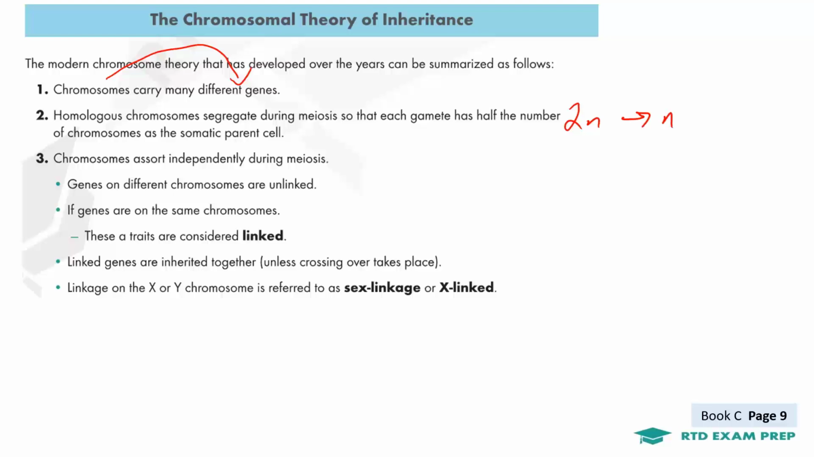Chromosomes assort independently during meiosis. We've seen that, especially in metaphase 1. Genes on different chromosomes are not linked. If genes are on the same chromosomes, these are linked. They are likely to be carried together. Linked genes, as it says, are inherited together unless crossing over in prophase 1 occurred. Remember, it's a removal of a fragment, and any linkage found on either the X or the Y chromosome is called sex-linked.